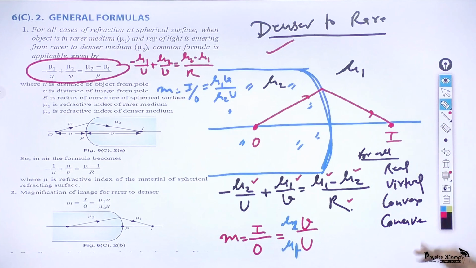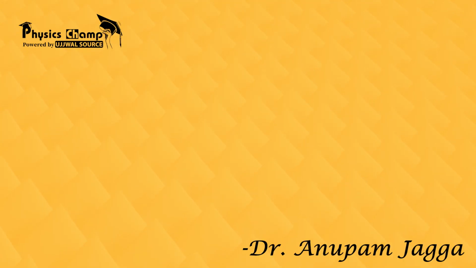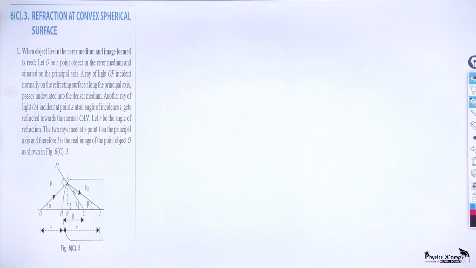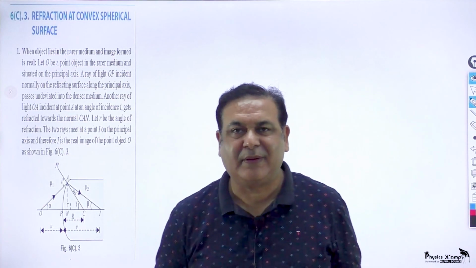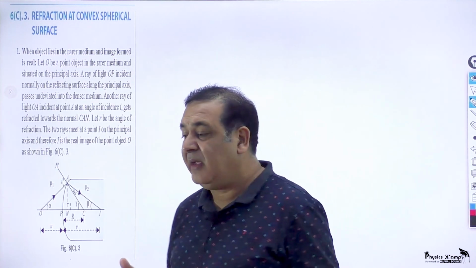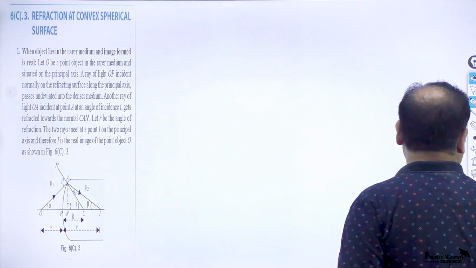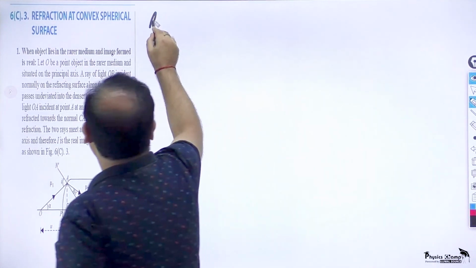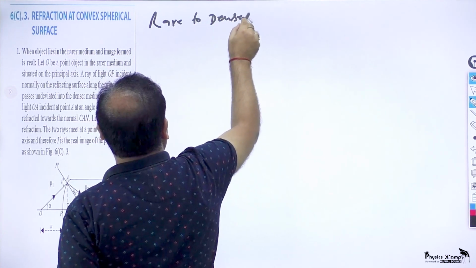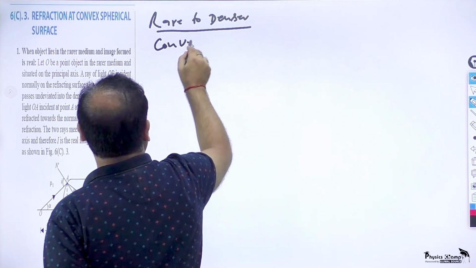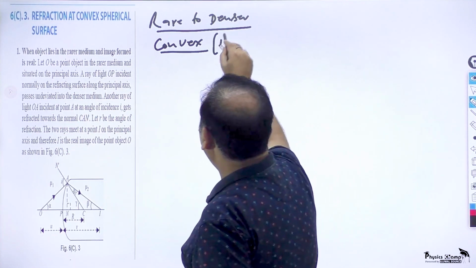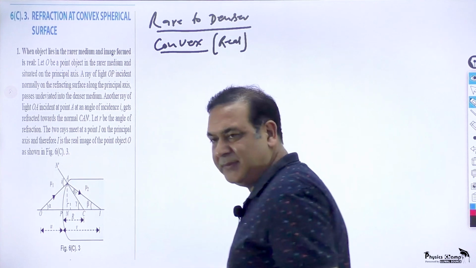So let's prove now these both cases. So let us now first find the expression and prove it for a spherical refracting surface, that is air to denser. So the first case is rarer to denser, and we take a convex refracting surface, and that too with a real image. We can also go with a virtual image.